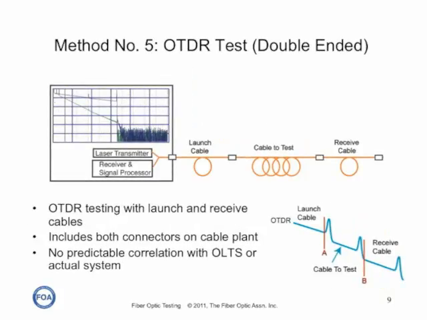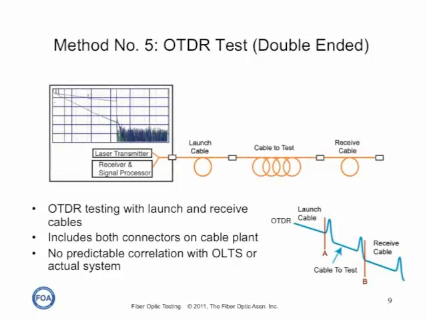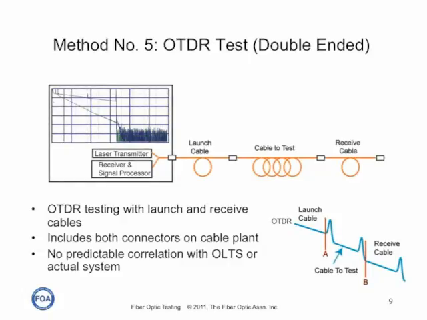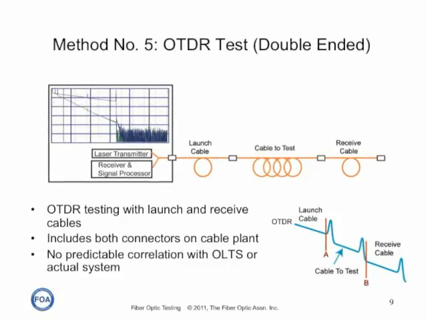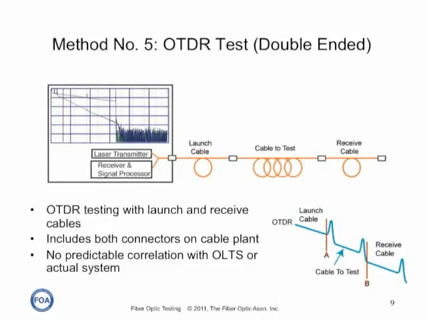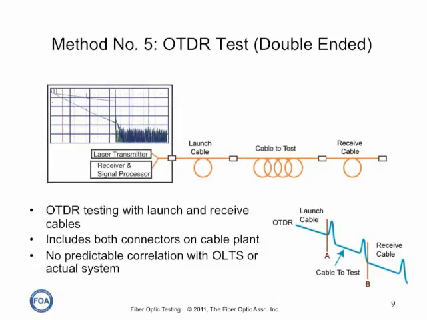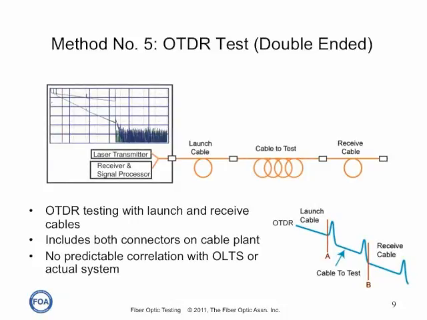The second OTDR test method adds a receive cable on the far end of the cable you want to test. Now we have the cable we want to test connected to both a launch cable and a receive cable. We can then measure the connection to the cable under test, the loss in the cable under test, and the far end connection. So we get a more accurate view of what's actually going on in the cable plant.